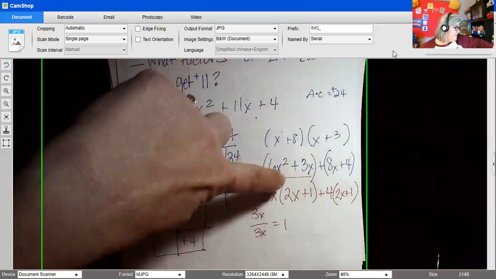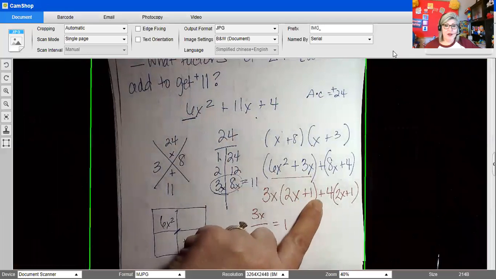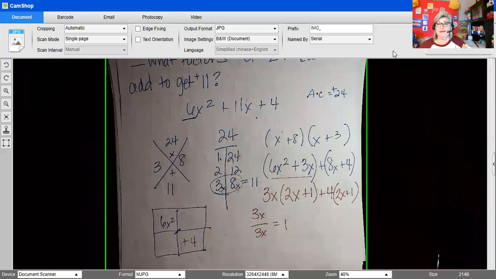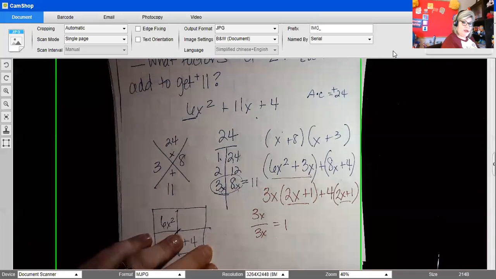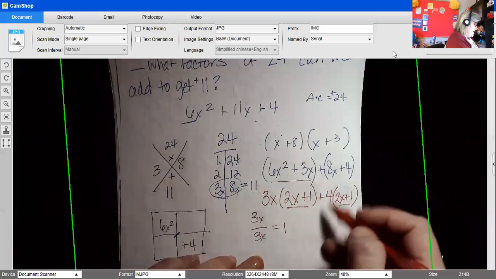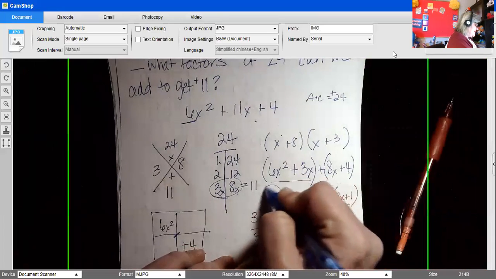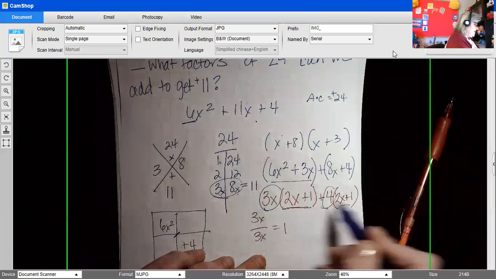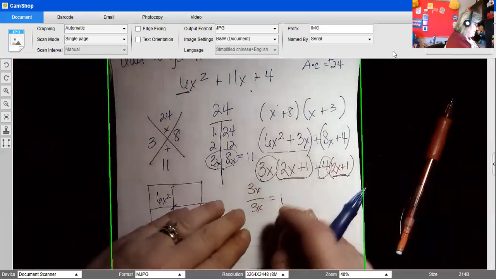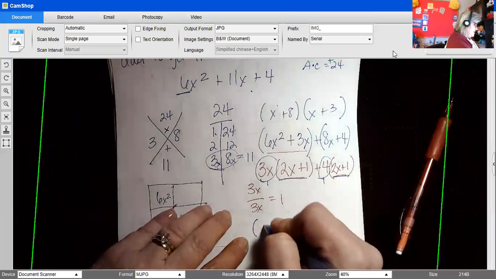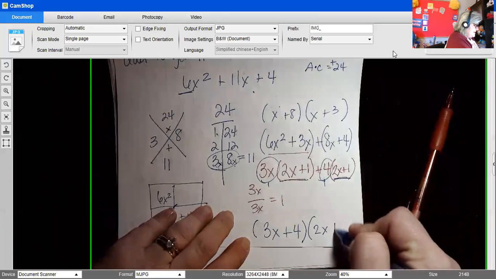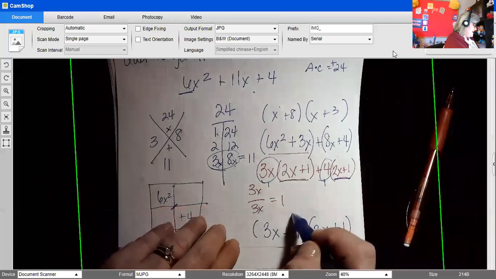3x times 2x plus 1 plus 4 times 2x plus 1. Now we have two things in common again. We have this piece. And given our rules of multiplication, then we can go ahead and group these two pieces and consolidate these two pieces since we have 2 of them. So our final answer would simply be this: 3x plus 4 times 2x plus 1. And so that's our final answer.